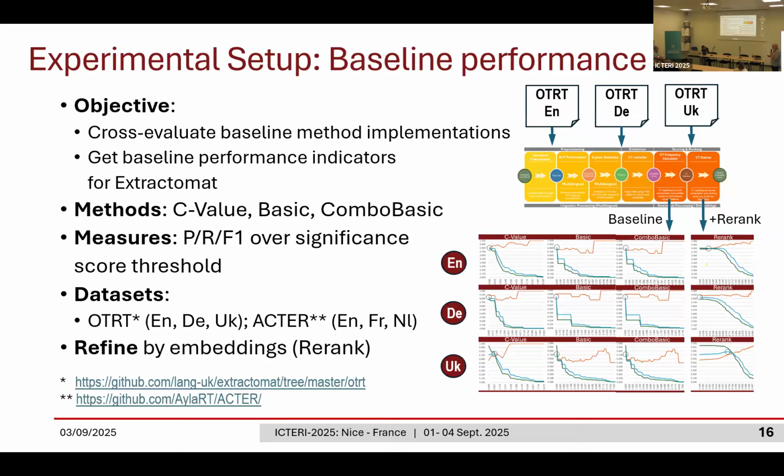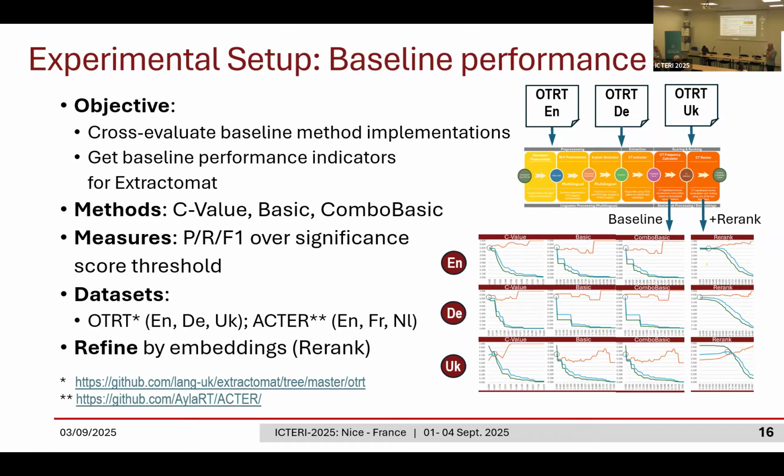So we thought about the experimental setup in view of the following objectives. The first is we thought it would be reasonable to cross-evaluate baseline method implementations which are known from the literature, which demonstrated the best performance before, like for linguistic statistical hybrids, C-value basic and combo basic. For measures, we use precision, recall and F1, which is a traditional approach here. For thresholding, for cutting off insignificant things, we use the threshold scheme. There are some ways to compute the threshold in different approaches, but this is a little bit out of the scope of this presentation.